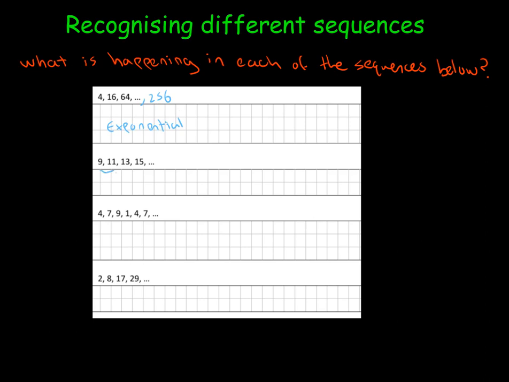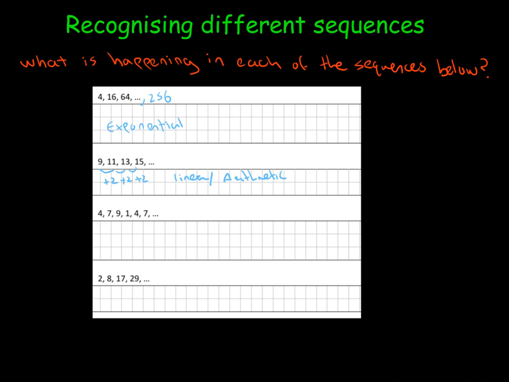In the second one, it's going up. The common difference is 2, so it's going up in 2 each time, and that's called a linear or an arithmetic sequence. The linear arithmetic could be going down in 2s or up by 3s or whatever it is, once the common difference is the same.